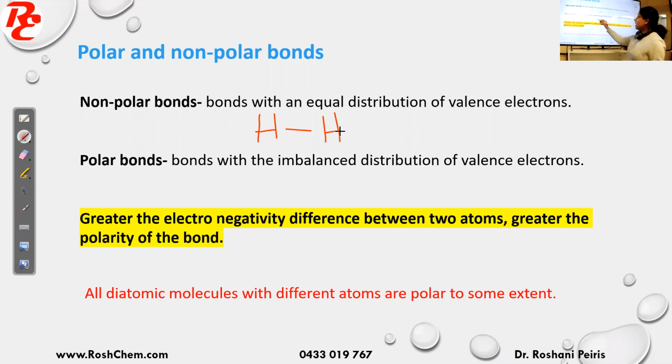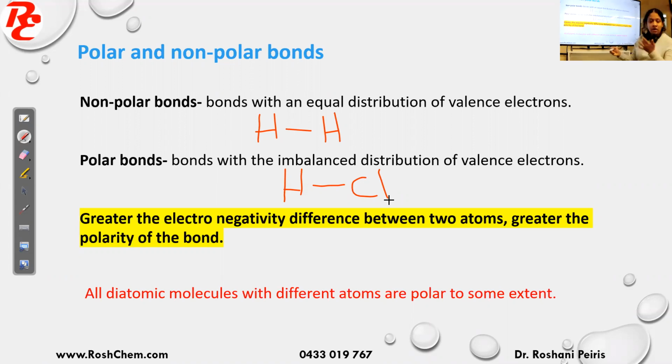When you take a diatomic molecule where you have two different atoms like HCl, the bonding electrons are closer to one atom than the other one, right? We know chlorine is more electronegative, therefore the bonding electrons are closer to chlorine. At that time, the bonding electrons are imbalanced, so we say the bond is polar. So we have polar bonds and non-polar bonds. It says the greater the electronegativity difference between the two atoms, the greater the polarity of the bond.